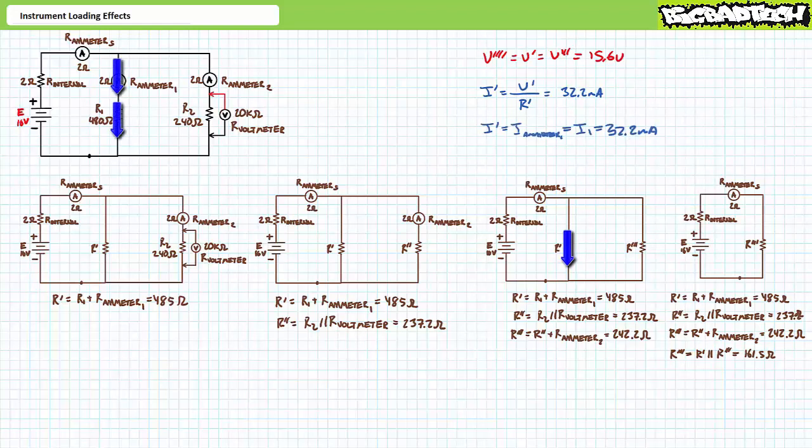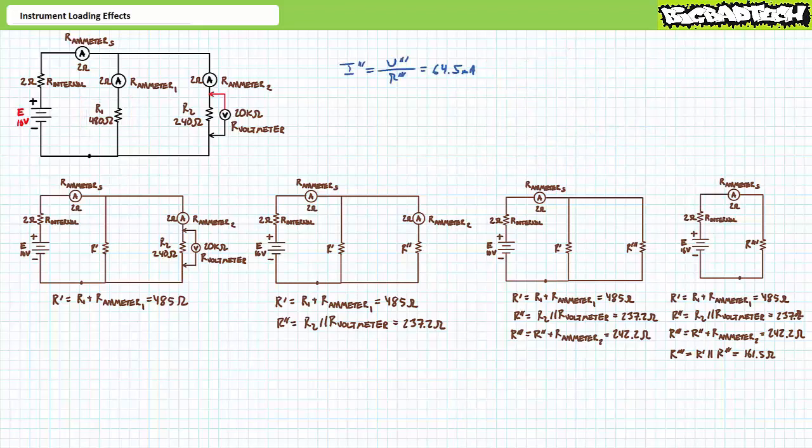I single prime is a series combination of non-ideal ammeter 1 and R1. Current through elements in series is the same. I single prime equals I ammeter 1, which equals I1, and they all equal 32.2 milliamperes. An application of Ohm's law demonstrates that V1 equals 15.5 volts. Now let's examine the parallel path on the right.